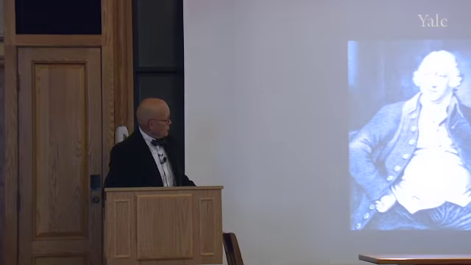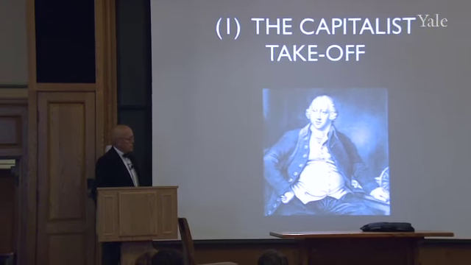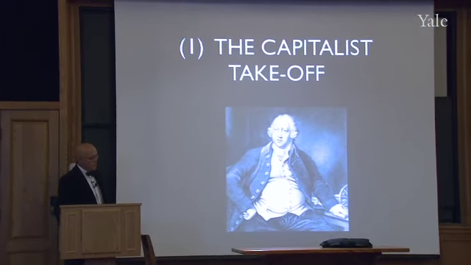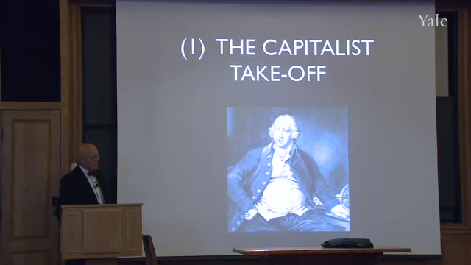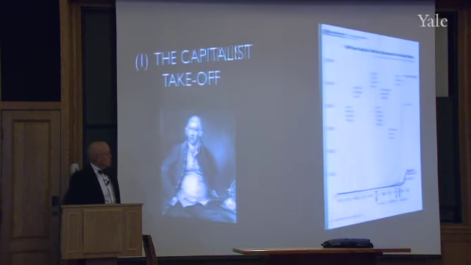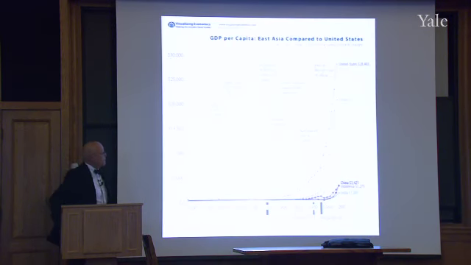Okay, so the first of the three topics is capitalist takeoff. The portrait of this corpulent and obviously affluent gent is Sir Richard Arkwright, who was the creator of the most efficient early textile machinery and who, unlike many others about whom Clark talks, actually profited very handsomely from that work.